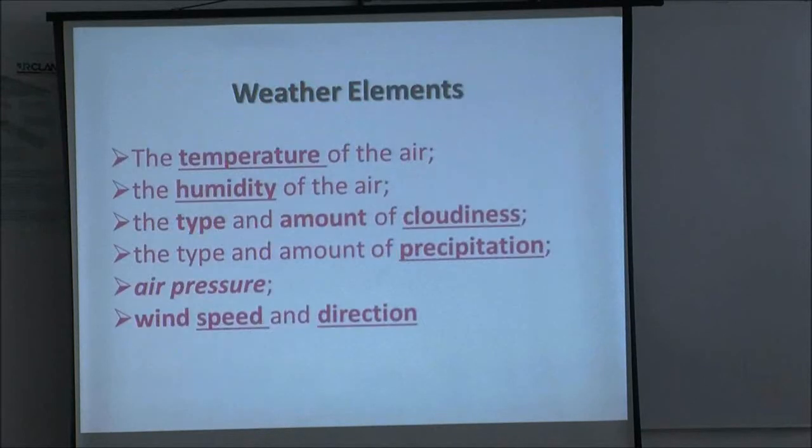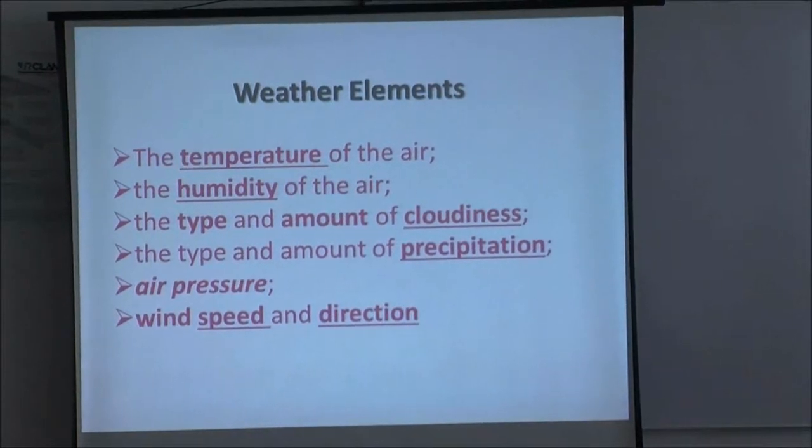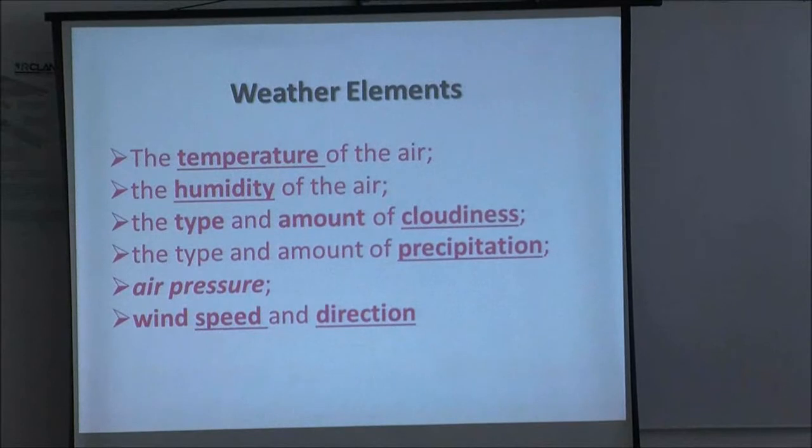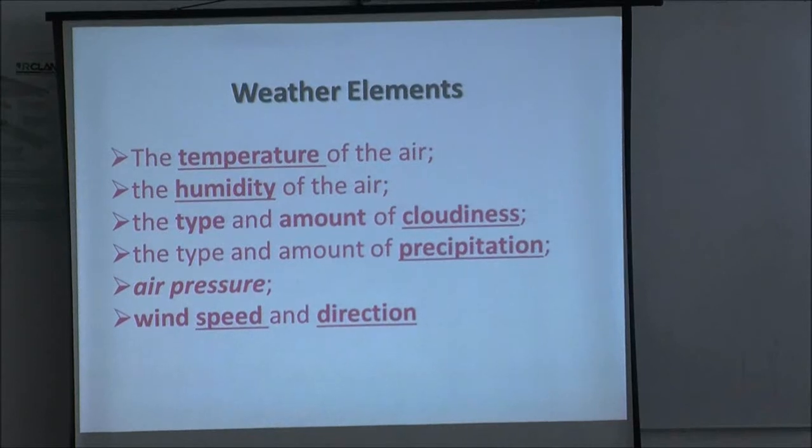Next slide, Eric. Okay, so these are the weather elements. And these are all of the things that can change and be called climate change. The temperature, the humidity, the type and amount of cloudiness, precipitation, air pressure, wind speed, and direction. All of these changes in any of these elements, technically, is climate change. Prolonged changes in any of these is climate change.